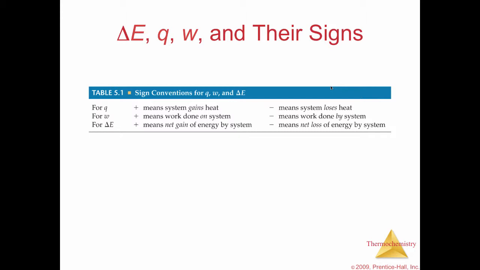For heat, a positive sign means that the system gains heat, and a negative sign means that the system loses heat. We can think of the system as a bank, with a deposit being a positive sign and a withdrawal being a negative sign. For work, a positive sign means that work was done on the system, and a negative sign means that work was done by the system. For the change in energy, a positive sign means there is a net gain of energy by the system, and a negative sign means that there is a net loss of energy by the system.